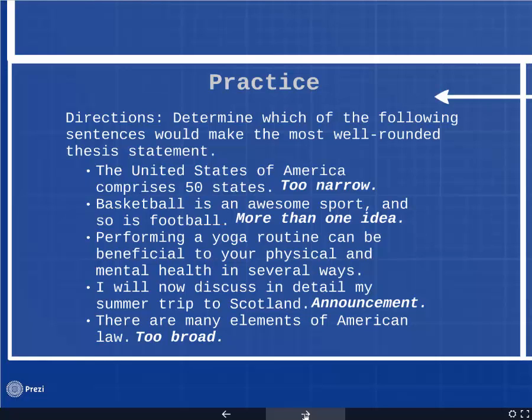And last but not least, in the middle, performing a yoga routine can be beneficial to your physical and mental health in several ways. Now, if you're into the story of Goldilocks and the 3 bears, you can use the Goldilocks analogy here, and this one is just right. It's not too narrow, it's not too broad, you're not presenting more than one idea, and you're not announcing anything. You're saying a yoga routine can be beneficial to physical and mental health, and in the paragraphs that precede this, you can focus on each benefit and work your way right toward that conclusion of the essay.